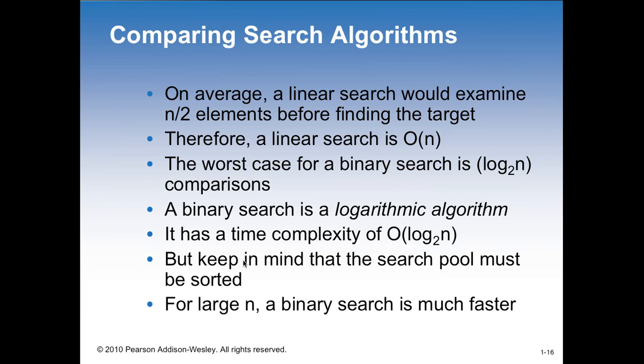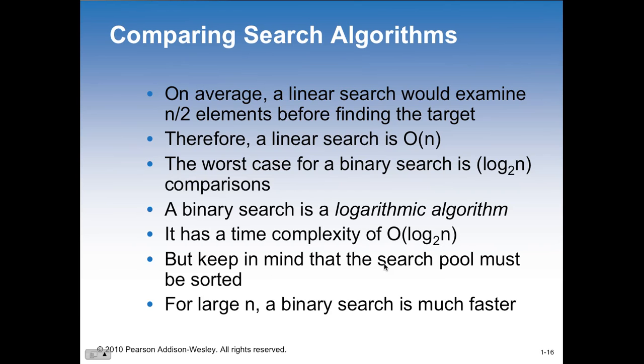So let's do a simple comparison between the linear search, which we've seen so far, and the binary search. On average, linear search would examine about n/2 elements before finding the target. Therefore, linear search is O(n). The worst case in a binary search is going to be log2 n comparisons, which is going to be a lot faster, actually. So the binary search is a logarithmic algorithm, and in terms of its time complexity, it's O(log2 n) in big O notation.